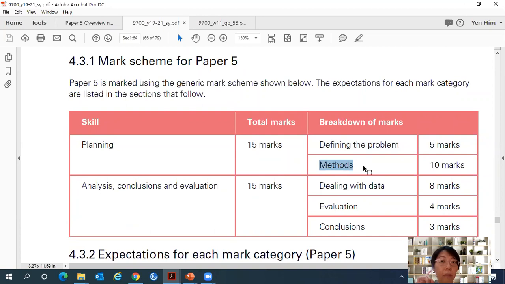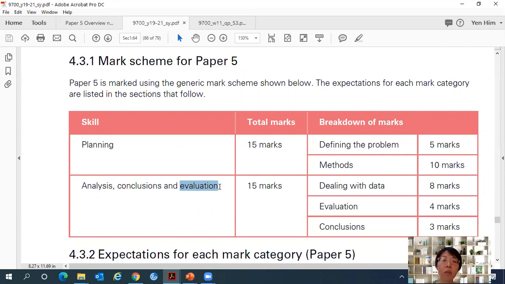So therefore, your method must be written in a way that anybody who takes it can follow and get very accurate, reliable results. Okay, so we'll go through that one for today. Now, the second half of the paper includes analysis. That means when you get the results, how are you going to analyze the results? And evaluate the experiment, whether the experimental design can give you accurate and reliable results.